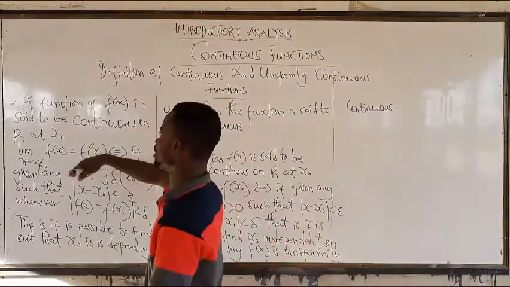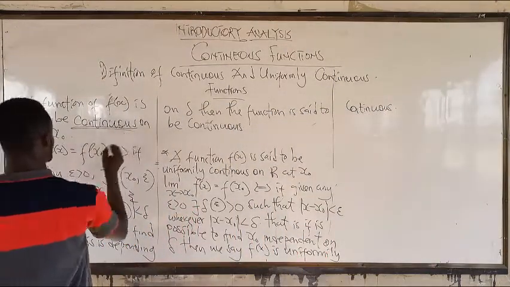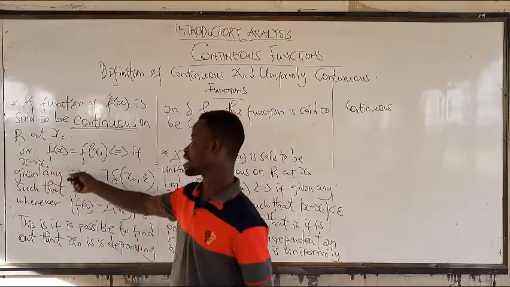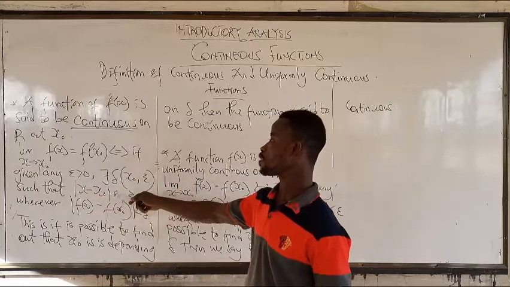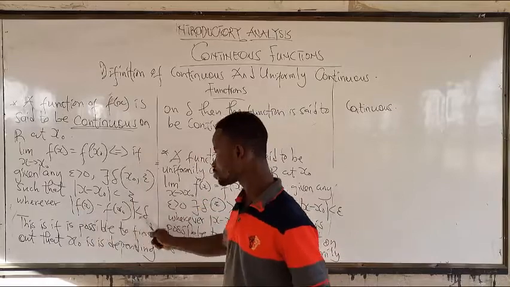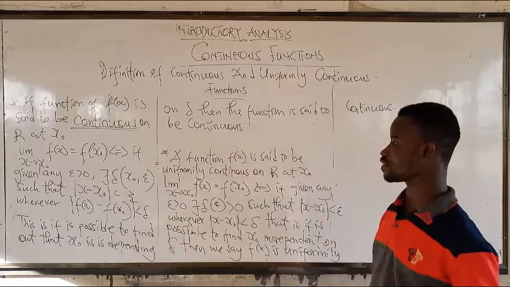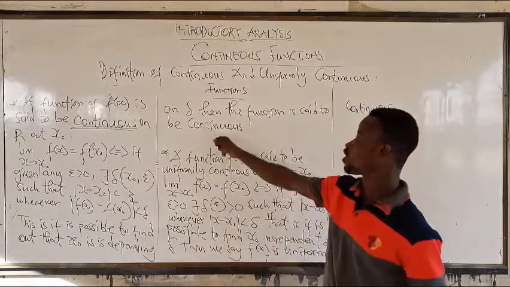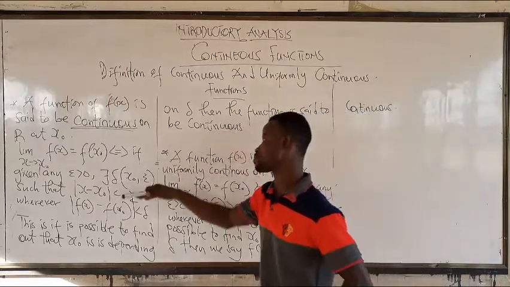That's the first one. A function f is said to be continuous on R at s naught when the limit as s approaches s naught of f(s) is equal to f(s naught), or you choose the equivalent statement: given any positive epsilon, there exists delta such that whenever. So if it's possible to find that delta depends on s naught, then the function is said to be continuous. So that is for the first part.